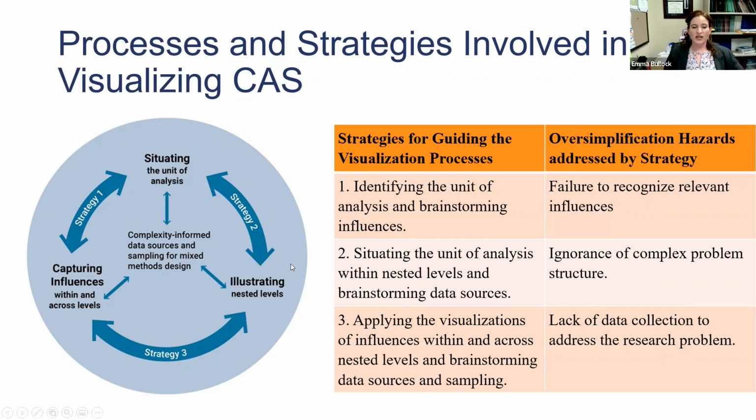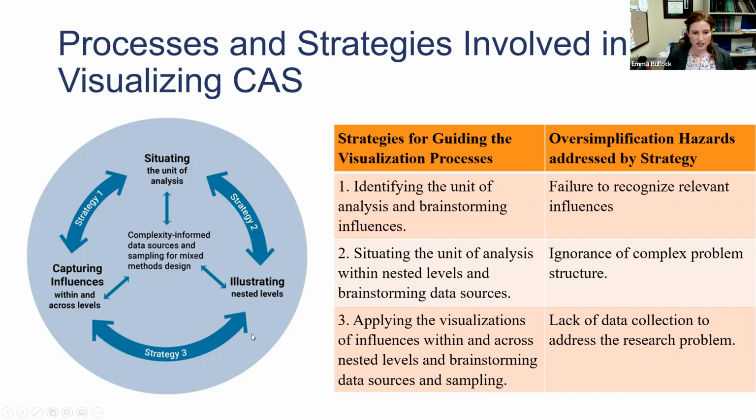Strategy 2, which helps us to deal iteratively with situating the unit of analysis and illustrating nested levels, is where we visually situate the unit of analysis itself within the nested levels, and then we brainstorm data sources of where we could get information about these influences that we started to brainstorm. And that helps us to deal with the oversimplification hazard of ignorance of the complex problem structure.